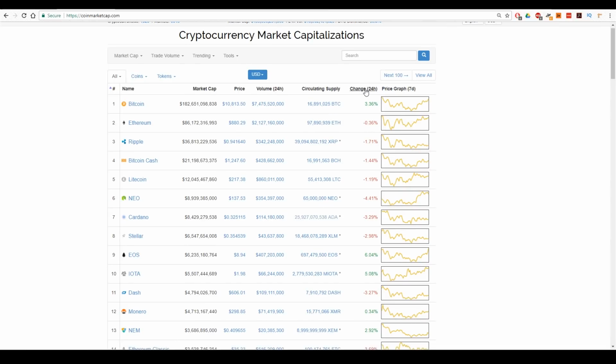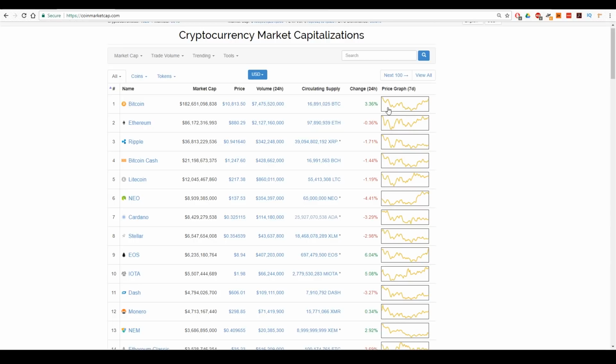Now, the next bit of data here we have is the 24-hour change. Again, this is a rolling 24-hour period, just like the volume. So this moves. This isn't pegged to any particular time. And then the next one along here we have the price graph, a 7-day price graph, which just shows how the price is tracking over a rolling 7-day period.